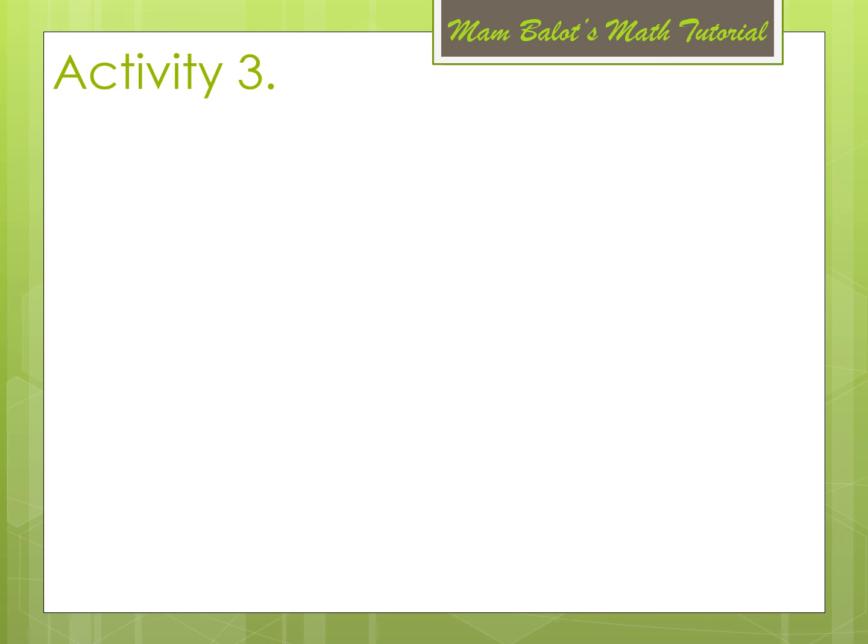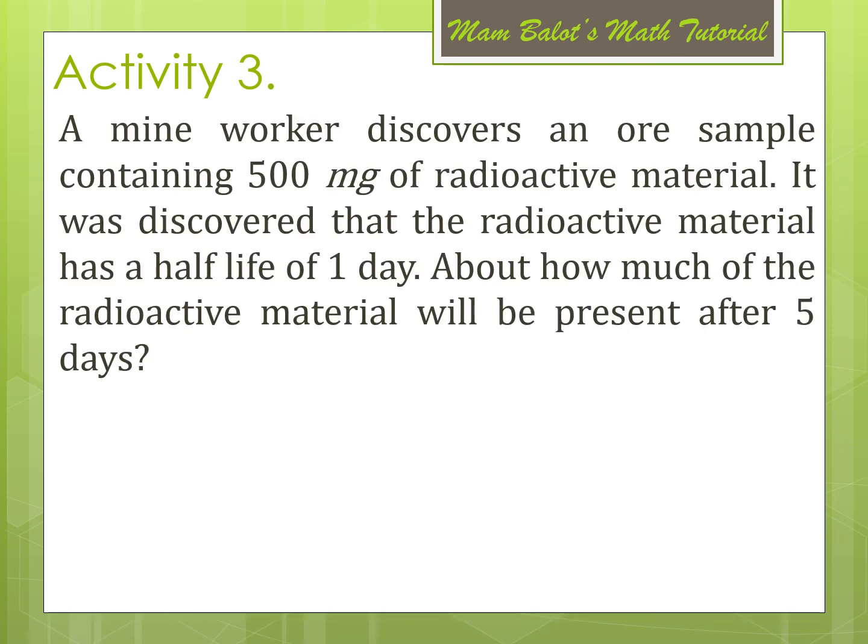Let's have activity 3. A mine worker discovers an ore sample containing 500 milligrams of radioactive material. It was discovered that the radioactive material has a half-life of 1 day. About how much of the radioactive material will be present after 5 days? So from this problem, we have our first term as 500, since the radioactive material contains 500 milligrams. So since we are talking about a half-life, therefore the common ratio here is 1/2. So after 1 day, we divide the radioactive material by 2 or multiply by 1/2, so we get 250.